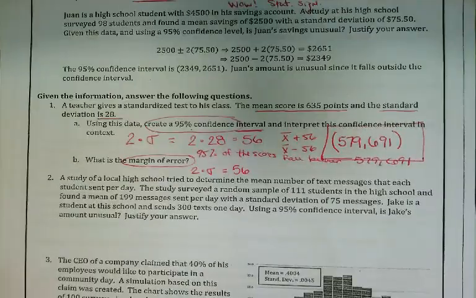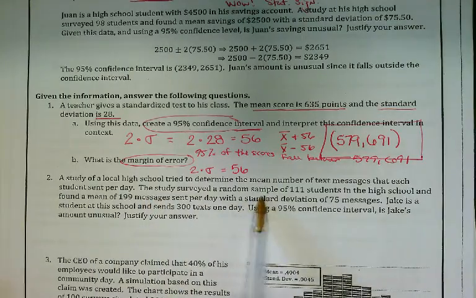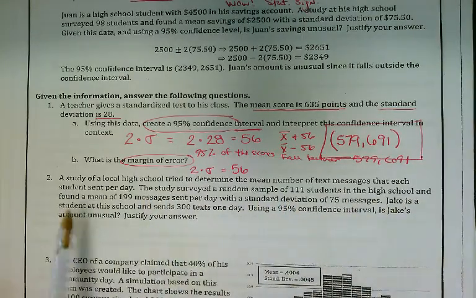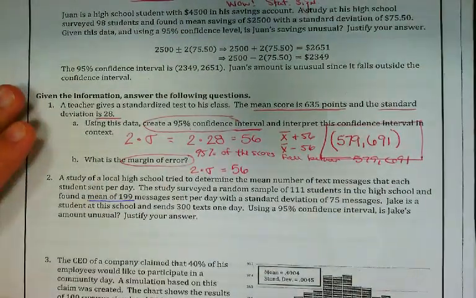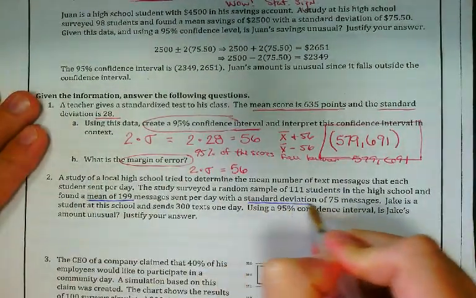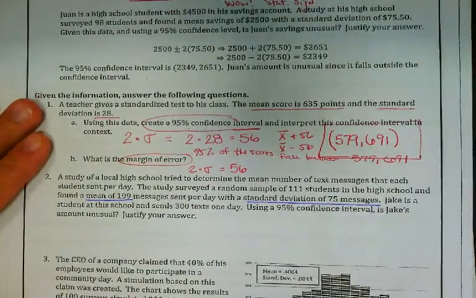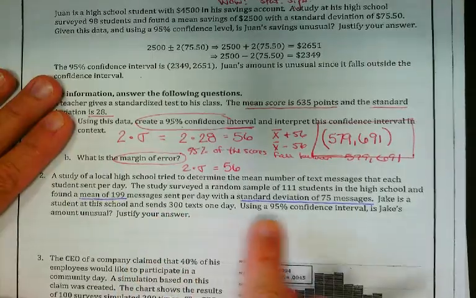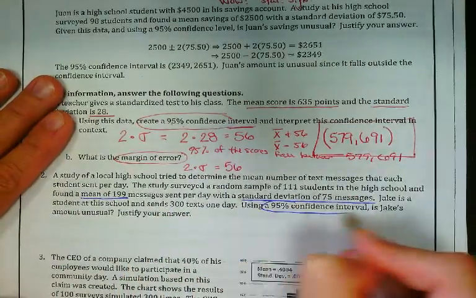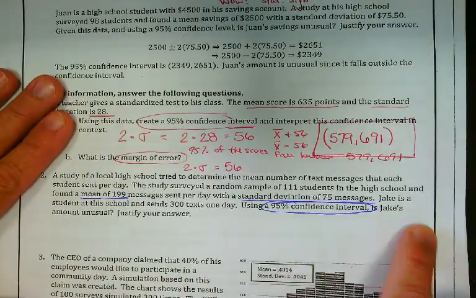Number 2, a study at a local high school tried to determine the mean number of text messages that each student sent per day. The study surveyed a random sample of 111 students in the high school and found a mean of 199 messages sent per day and a standard deviation of 75 messages. So again, underline as you're reading. Jake is a student at the school and sends 300 texts one day. Using a 95% confidence interval, so you have to write your confidence interval, is Jake's amount unusual?